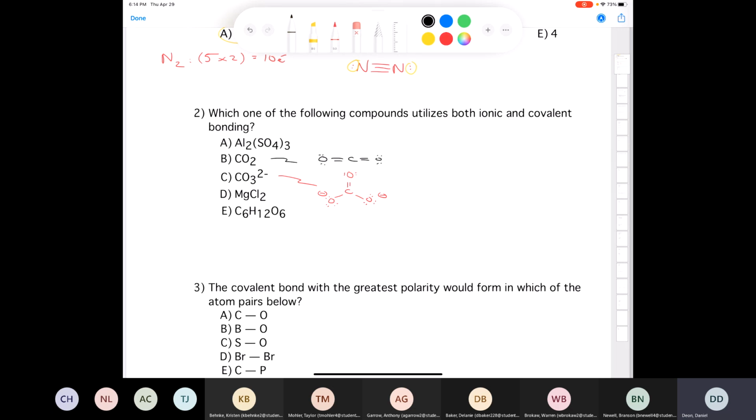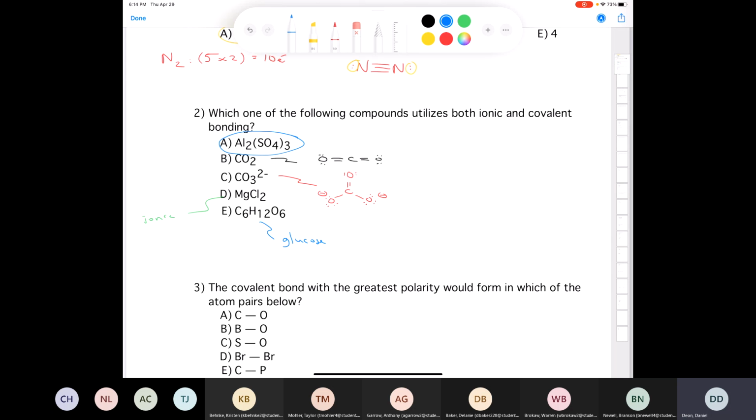The next one is magnesium chloride, MgCl2. This is just an ionic compound because it's made of a metal and a non-metal. The next one, C6H12O6, that's glucose. So glucose is only made from covalent bonds. There are no ionic bonds in a molecule like glucose, right? And there's no metals in there either, so there's no way to have an ionic bond.